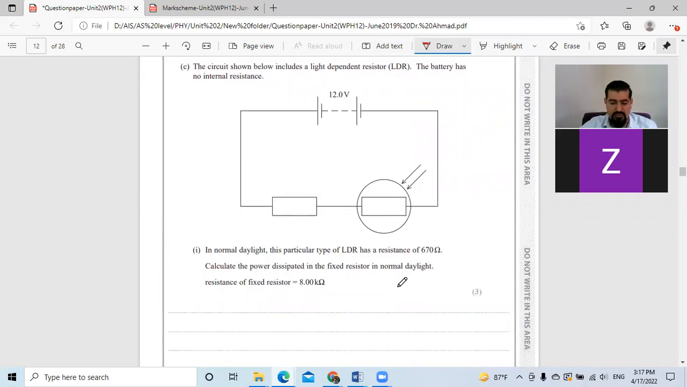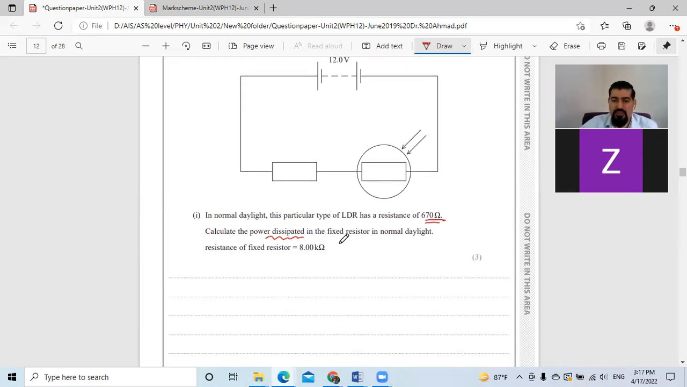In part C, what do they ask? The circuit shown below includes a light-dependent resistor, LDR. The battery has no internal resistance. Here we have a light-dependent resistor connected in series with the fixed resistor. In normal daylight, this particular type of LDR has a resistance of 670 ohms. Calculate the power dissipated in the fixed resistor during the normal day. The resistance of the fixed resistor is 8 kilo ohm, 8,000 ohms.